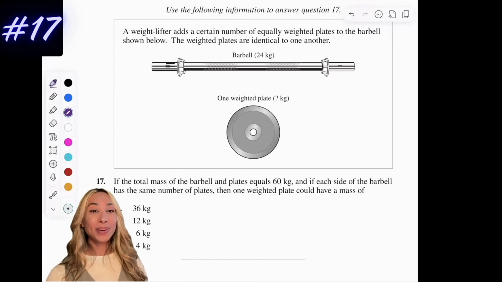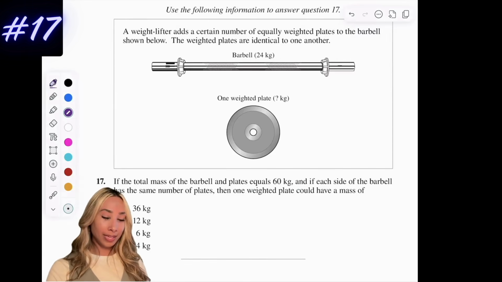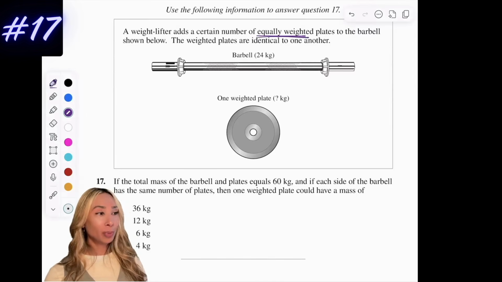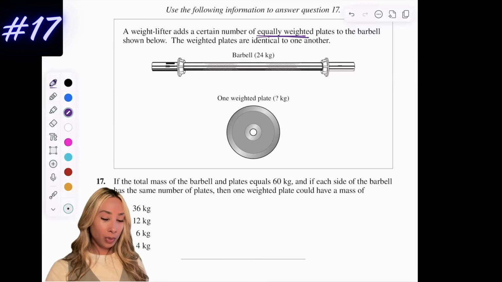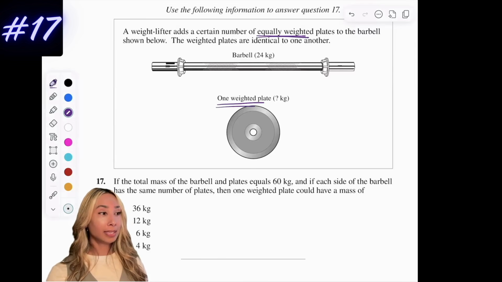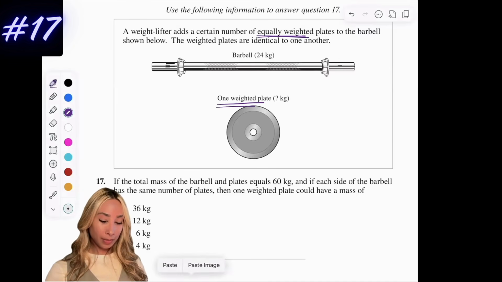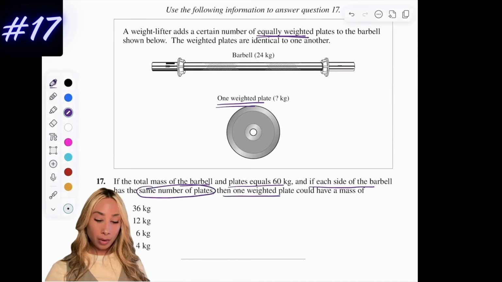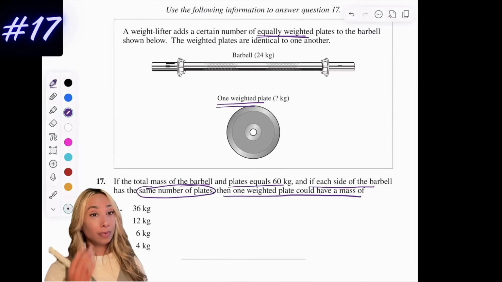Number 17 here. So we have a weightlifter who adds a certain number of equally weighted plates to the barbell shown below. The weighted plates are identical to one another. That's key. So we know for sure that there is an equal amount of plates added on each side. So we've got to keep that in mind. Like I said, it's important. If the total mass of the barbell and plates equals 60 kilograms, and if each side of the barbell has the same number of plates, then one weighted plate could have weighed a mass of, and we have to figure it out.